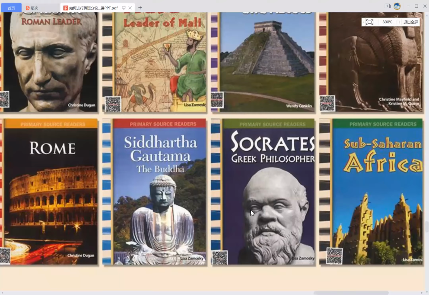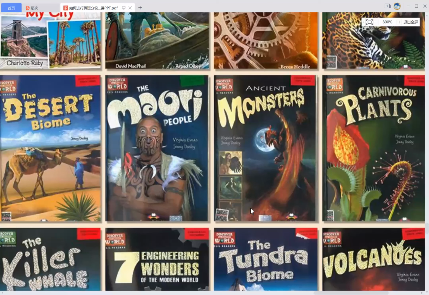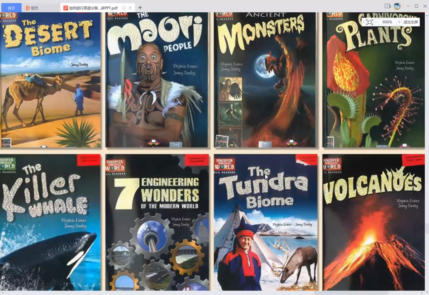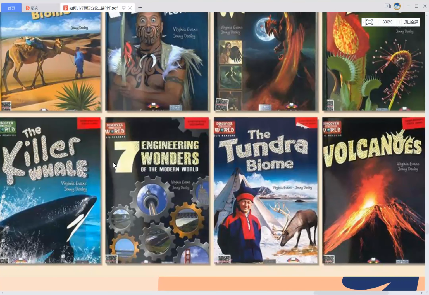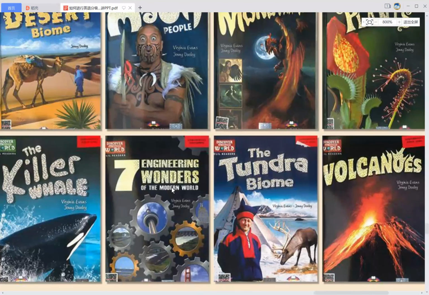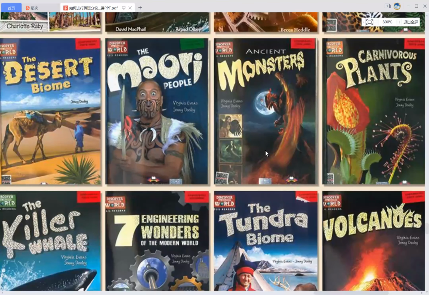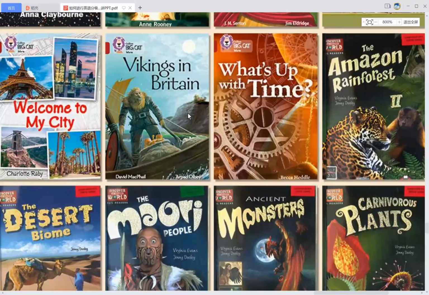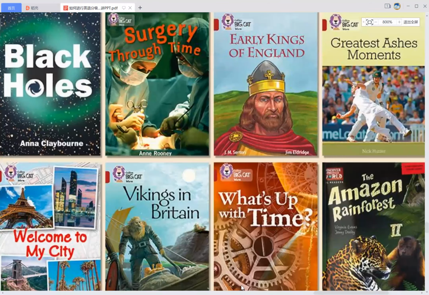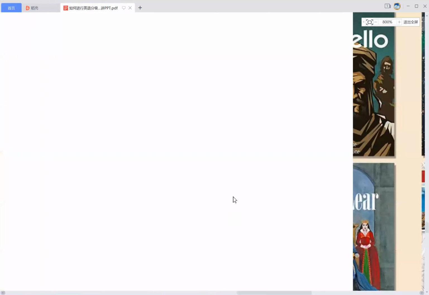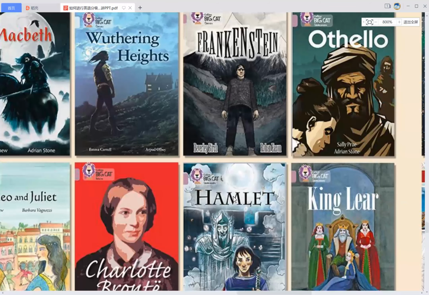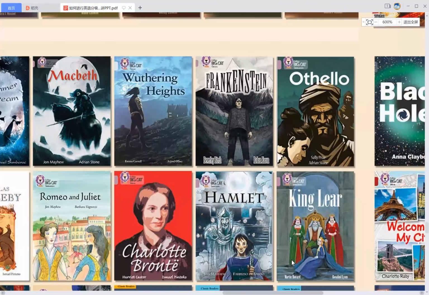And this one is more or less about science. For example, the tundra biome, volcanoes, killer whales, the 7 engineering wonders, the desert biome, Maori people, Asian monsters, what's up about time, Vikings in Britain, black holes. Yeah, this is something I like very much about science.